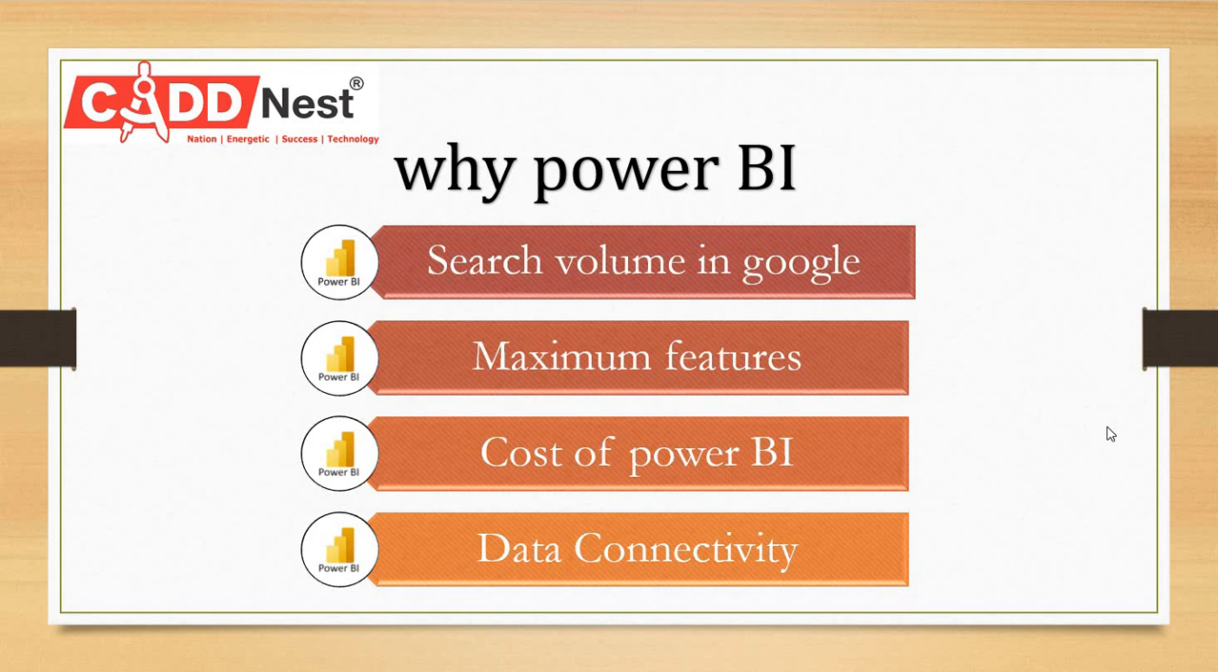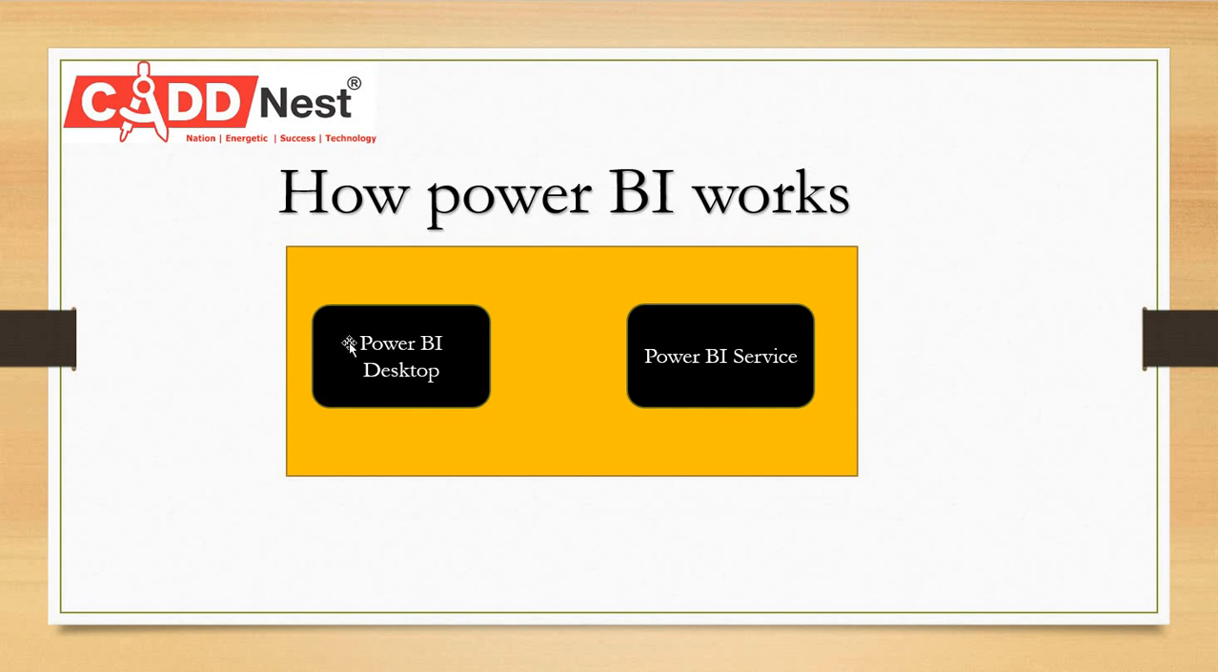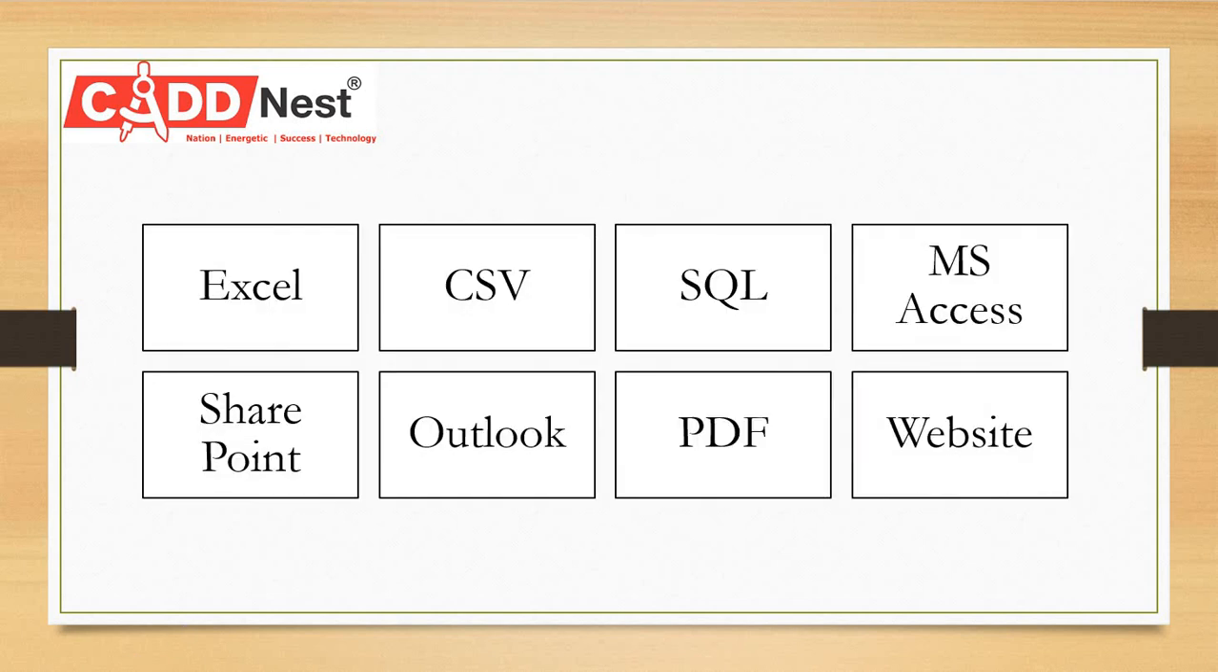Then next, how Power BI works. There are two parts in Power BI. One is Power BI Desktop, another is Power BI service. There are many tools in Power BI, but the main tool is Power BI Desktop. It is used by developers to create reports and charts. Suppose you are a developer creating a chart, you can prepare it from different data sources: Excel, CSV, PDF, MS Access, SharePoint, Outlook and websites.